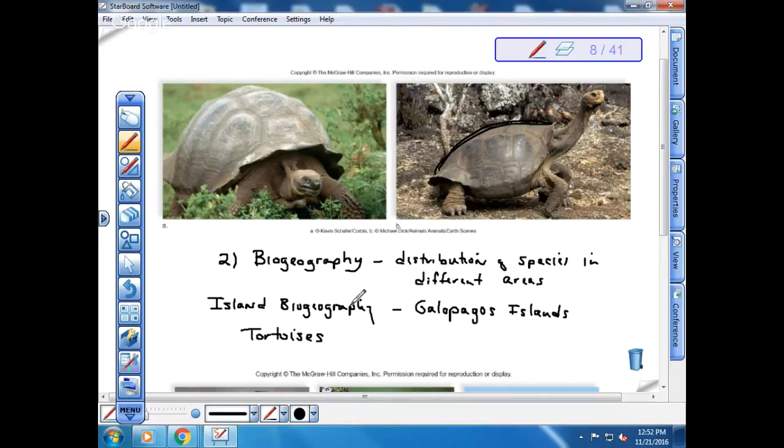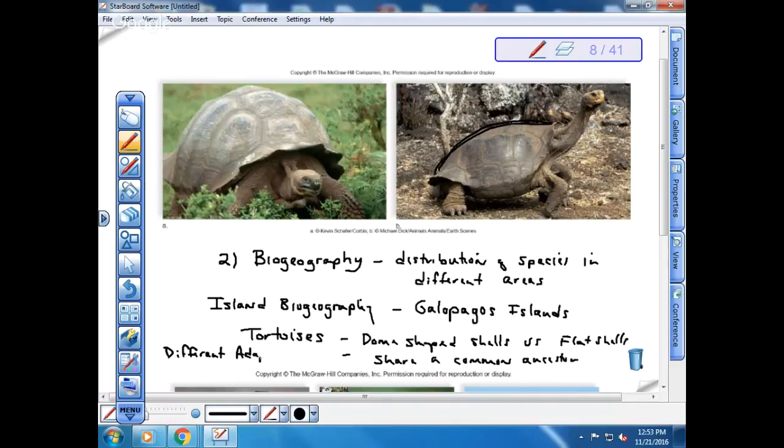Right? So the tortoises, we have dome-shaped shells versus flat shells. Okay? These share a common ancestor. So there was a common ancestor that gave rise to each group, right? And through natural selection, they evolved specific adaptations to their environment, right? So they have different adaptations. So I'll write that here, I'm running out of room. Different adaptations. Okay.